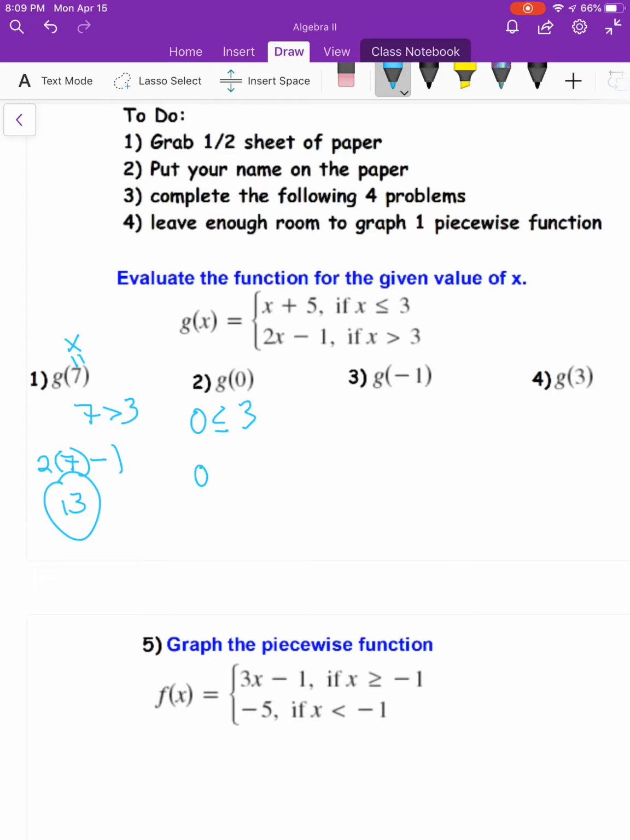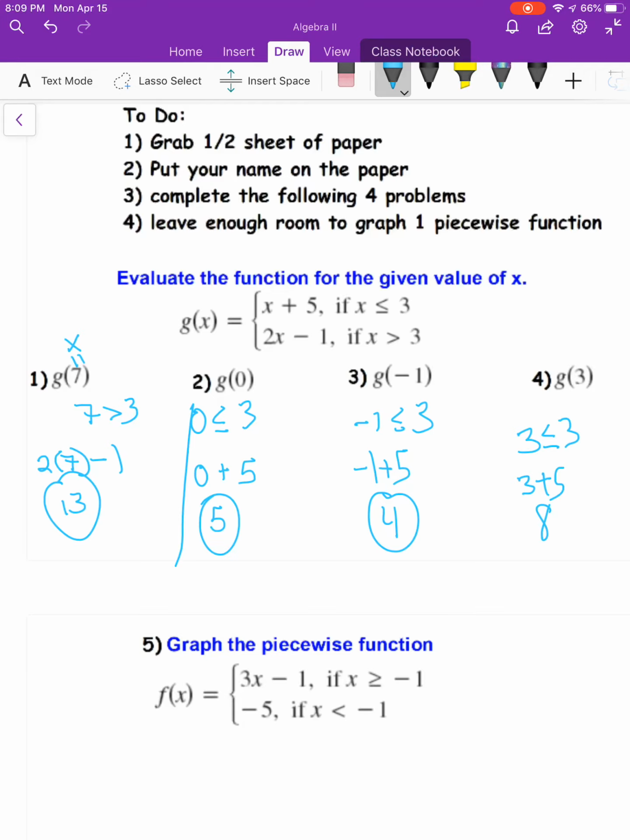Okay, 0 is smaller than 3, so I'm going to put that into the other function of x plus 5, and I get 0 plus 5, which is 5. Negative 1 is also smaller than 3, so negative 1 plus 5 will give me 4. So f of negative 1 is 4. Now 3 is exactly equal to 3, so I'm going to go 3 plus 5. That gets me 8.